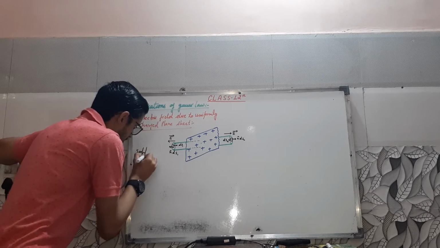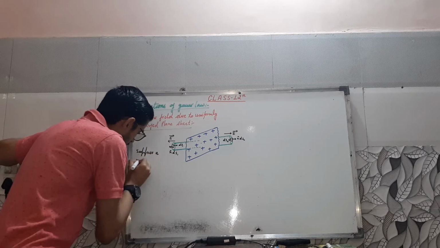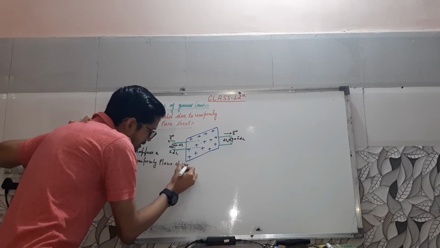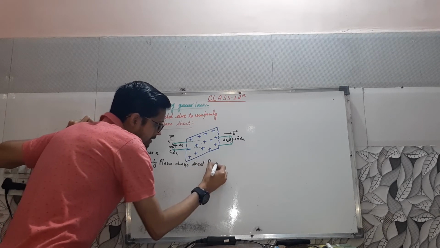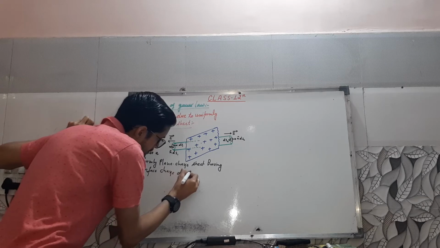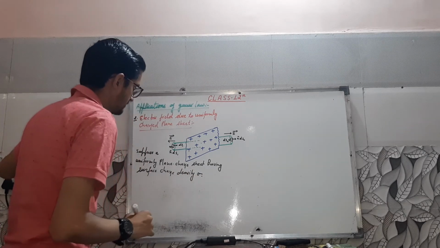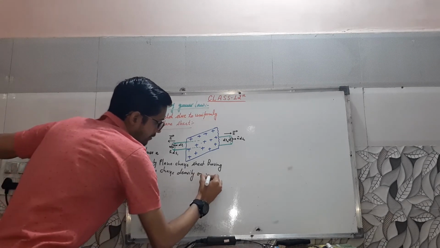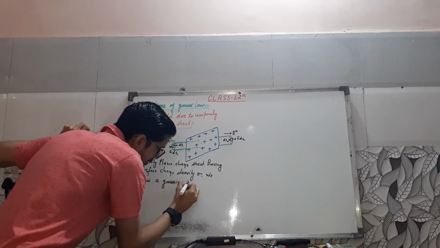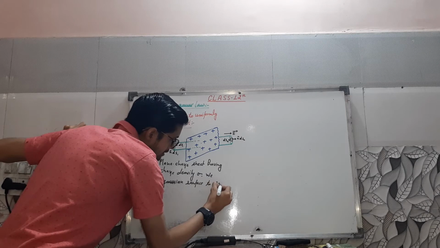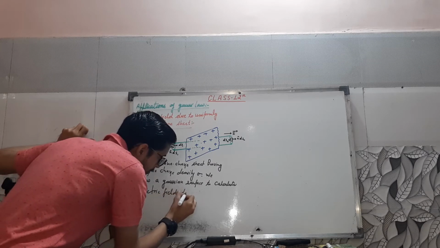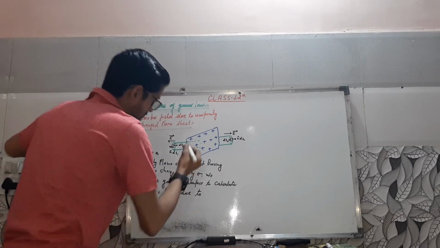Suppose a uniformly plane charge sheet having surface charge density sigma, we draw a Gaussian surface to calculate electric field due to plane sheet.